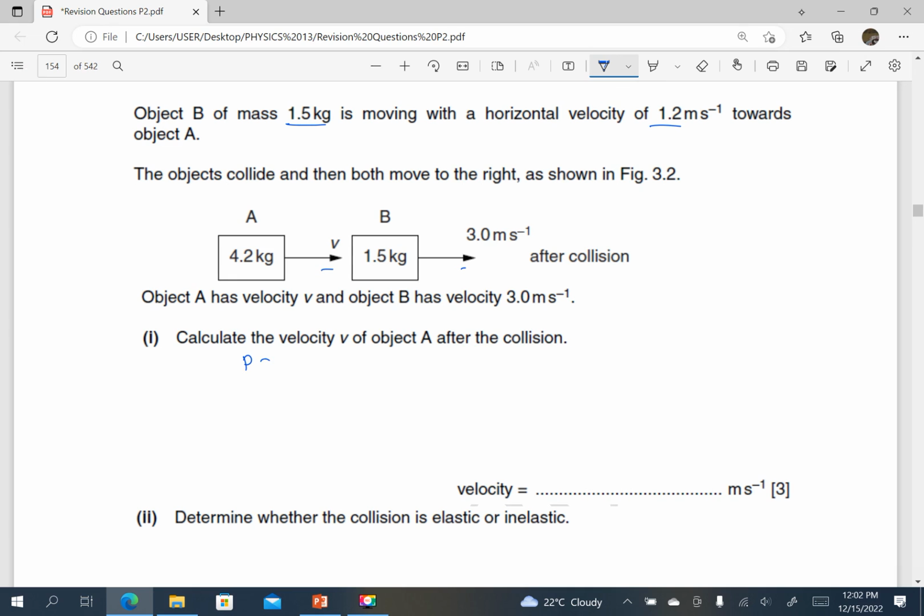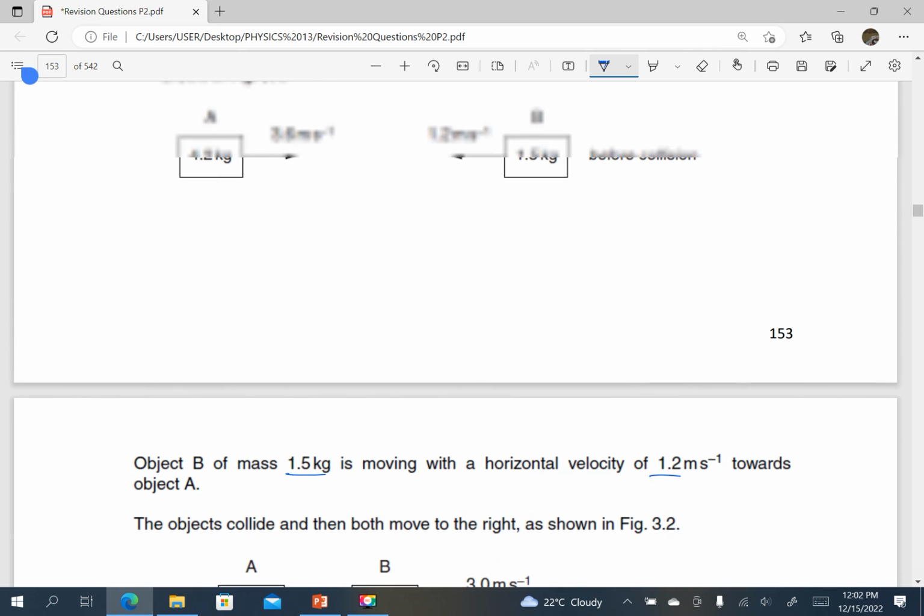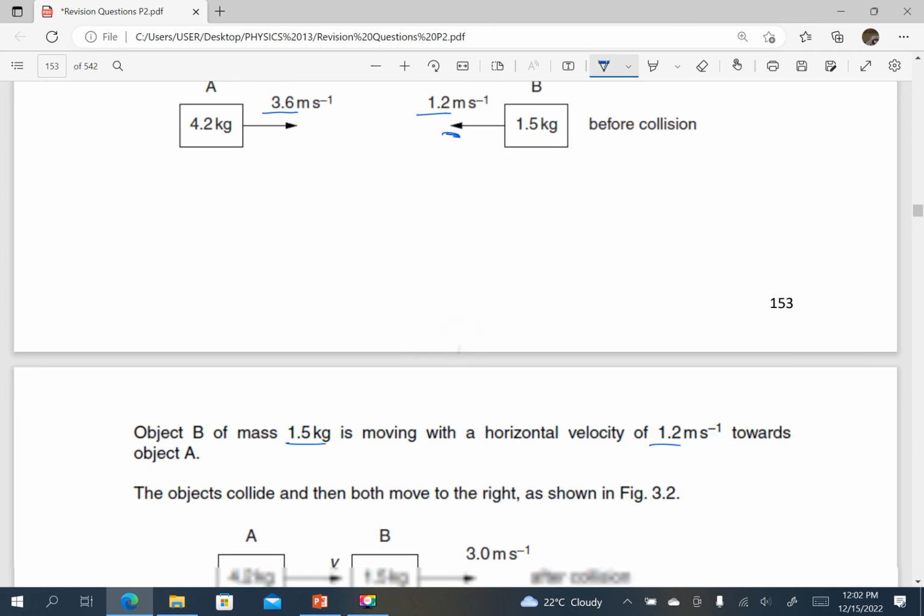So we know the momentum is mass times velocity. We are going to conserve momentum. So total momentum before collision should be equal to total momentum after. So total momentum before collision, we come back here. It is going to be 4.2 times 3.6 minus, because this is in the opposite direction, 1.2 times 1.5.